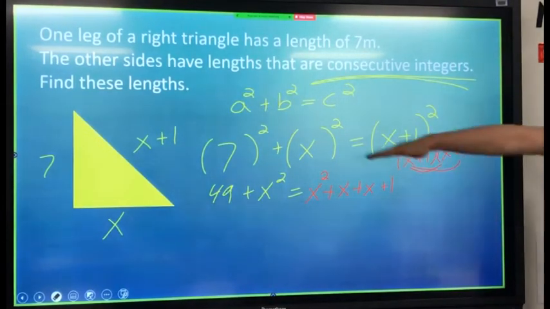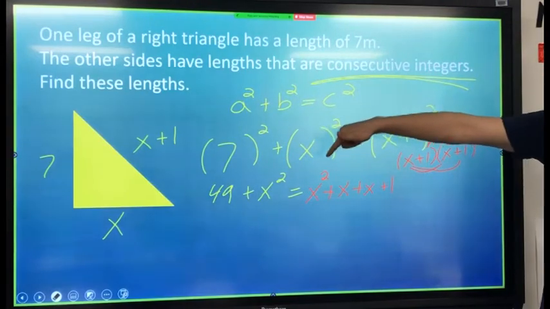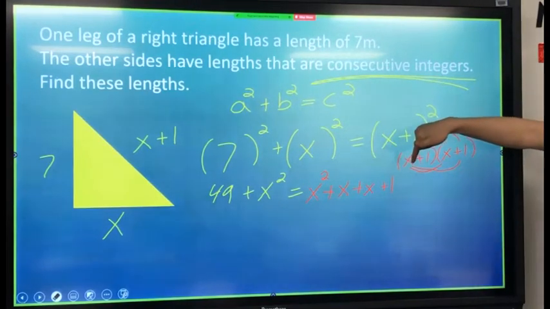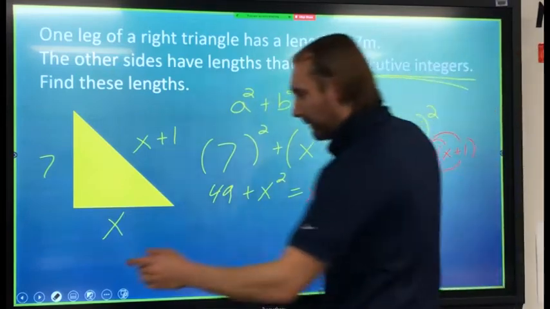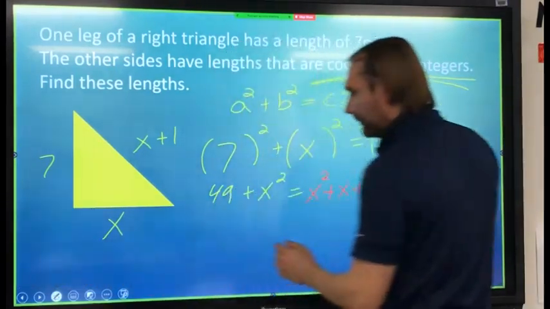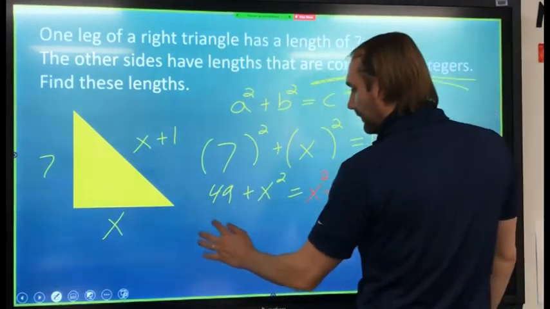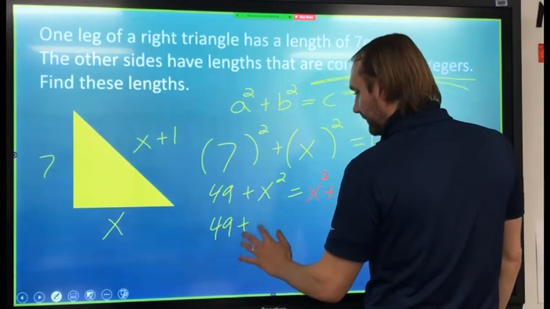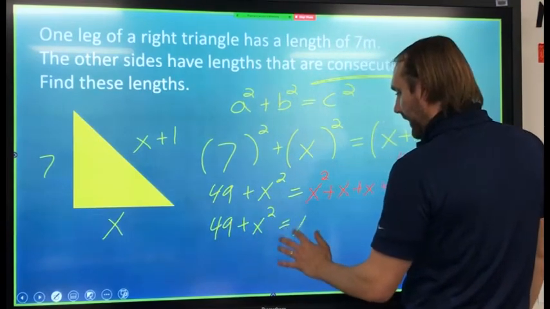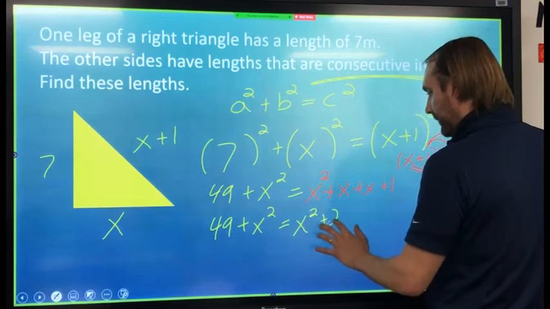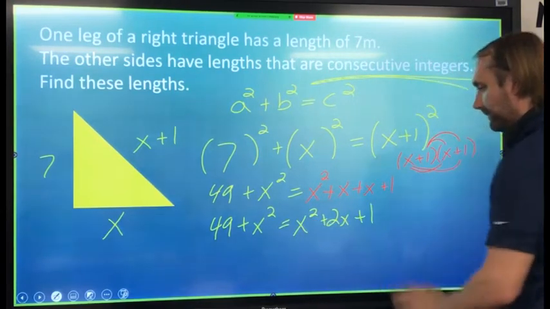So what would you do next to solve this? I have 49 plus x squared equals x squared plus x plus x plus 1. Combine all the common things, the like terms. There you go. Equals x squared plus 2x plus 1.